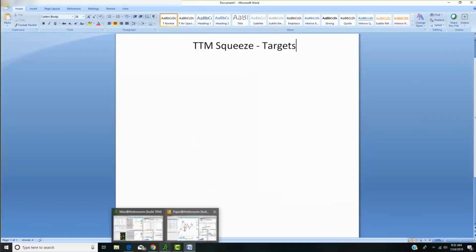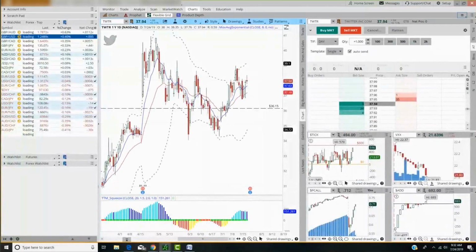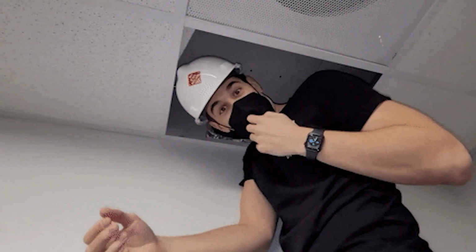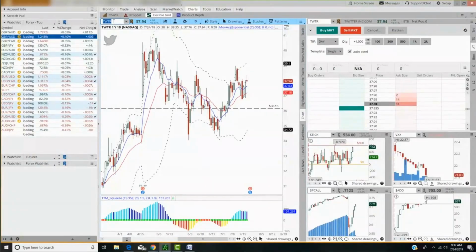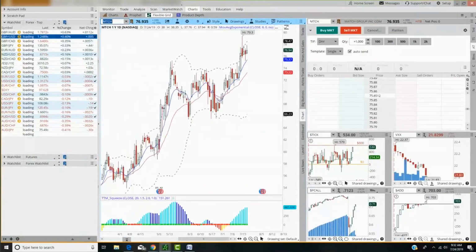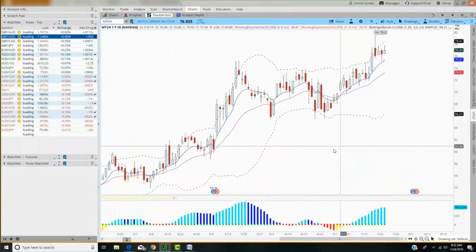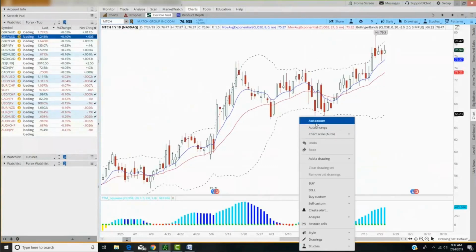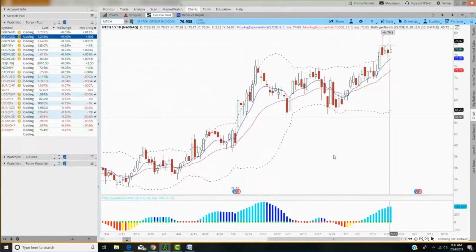Let me just pull up the paperMoney platform by TD Ameritrade. Let's just go to a trade that recently worked out. Let's see here. MTCH. All right, everybody, so this is what we're going to do. We're going to jump into MTCH, and I'm going to show you a trade that worked out. So today's discussion is targets, targets on our TTM squeeze plays.